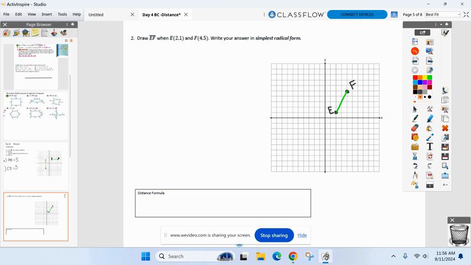We can keep guessing, but I can tell you the answer is not a whole number. I can even tell by the directions, because I want it left in radical form. So, all right, enough of the guessing.